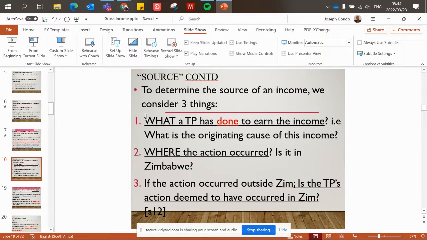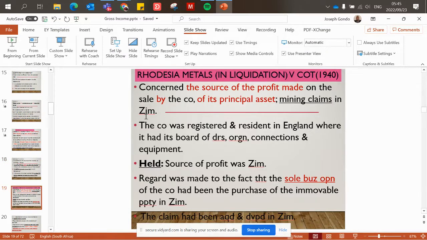So if we are to determine the source of income, we consider three things. One, what a taxpayer has done to earn the income, that is, what is the originating cause of this income? Number two, where the action occurred. Is it in Zimbabwe? And number three, if the action occurred outside Zimbabwe, is the taxpayer's action deemed to have accrued in Zimbabwe? So those are the three questions that we are going to ask if we are to determine the source of income.